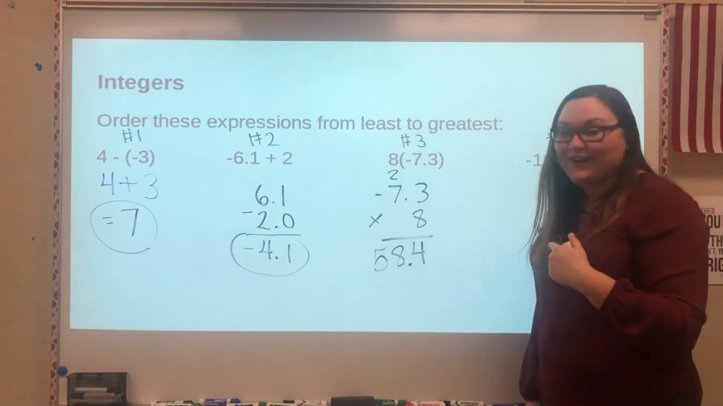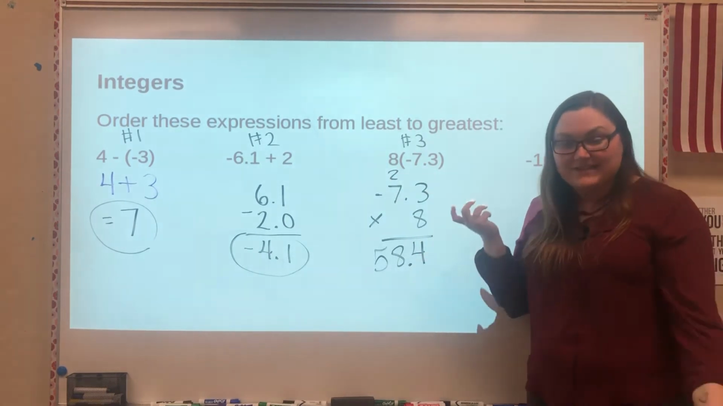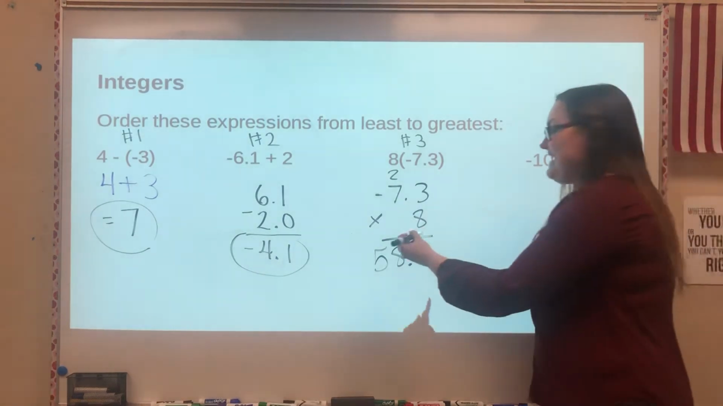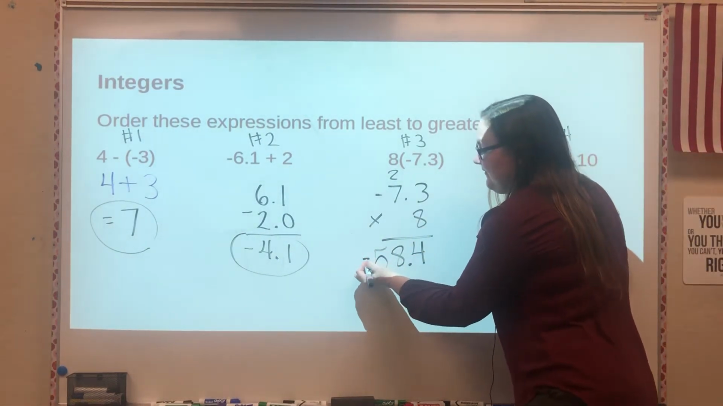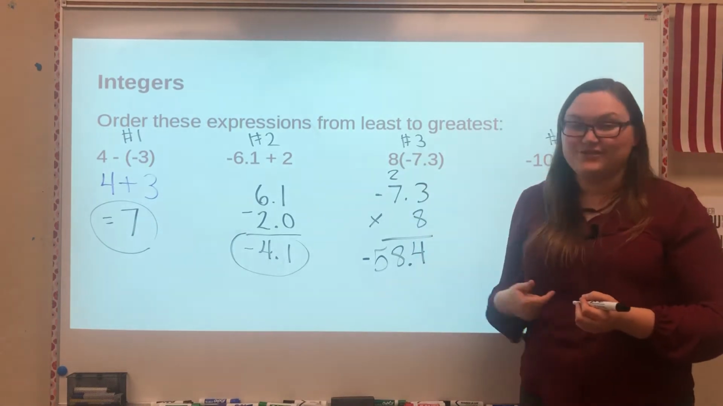Last step, are you checking your sign? Well, I'm multiplying different signs. I've got a positive and a negative, and when those signs are different, always, always, always, the answer is negative. Here, if you have different signs, the answer is always negative.